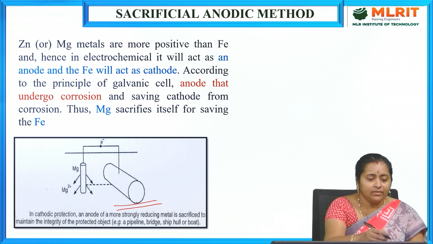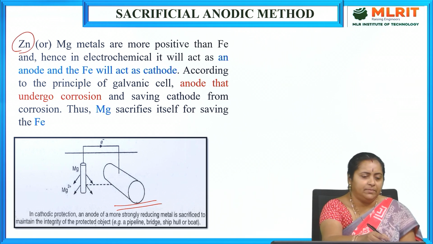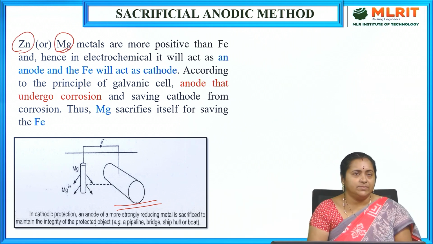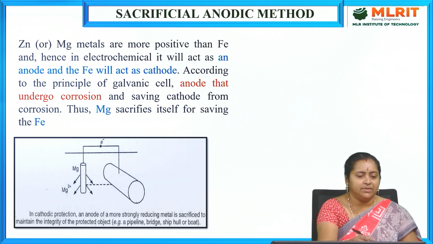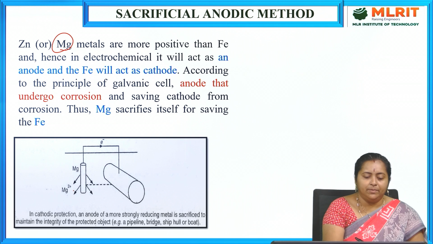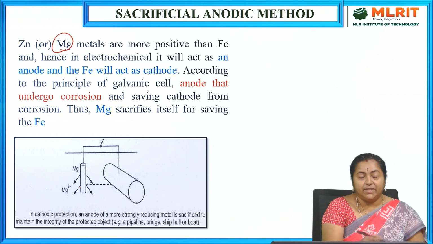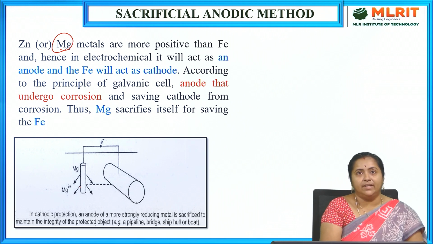So zinc, or we can say magnesium, can be considered, and it is made in the form of a block. See here, it is made in the form of a block, as this is more anodic to the iron. How is it identified? This magnesium is present just above the iron in the electrochemical series. That's why it is more anodic to iron.